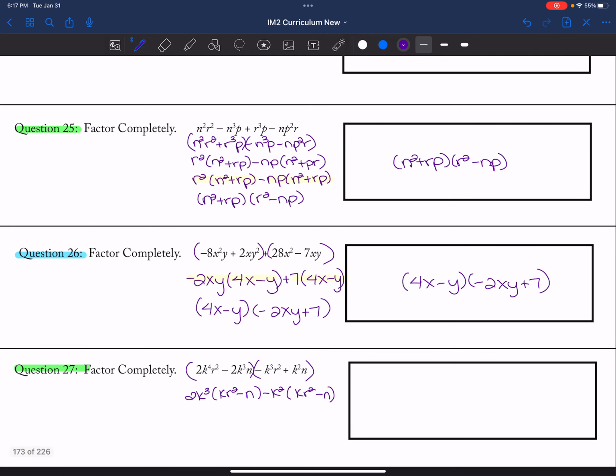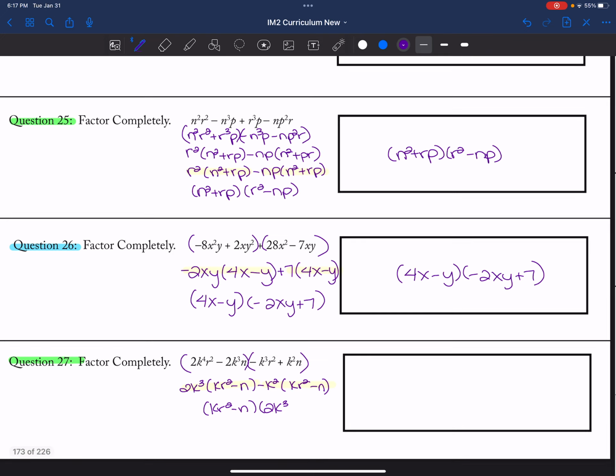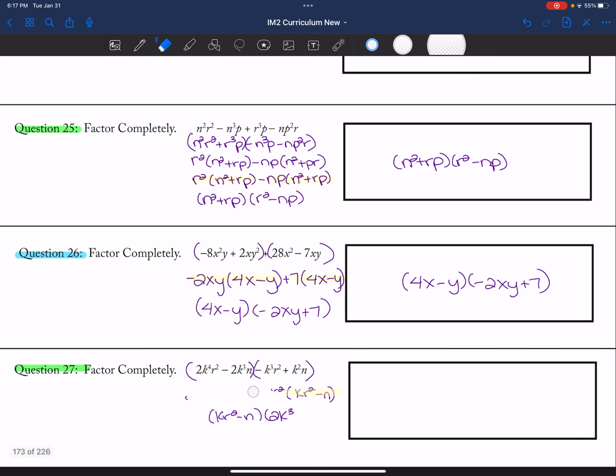Okay. And then what's in common between these two terms is the k r squared. Oops. K r squared minus n, and I'm left with 2k cubed. Oh, I guess I could have factored out a k squared. You know what? I should do this the right way. Before I do factor by grouping, I'm going to erase this. I have to factor out a greatest common factor. You should always do that first.